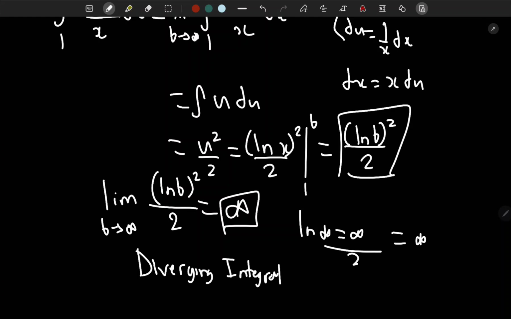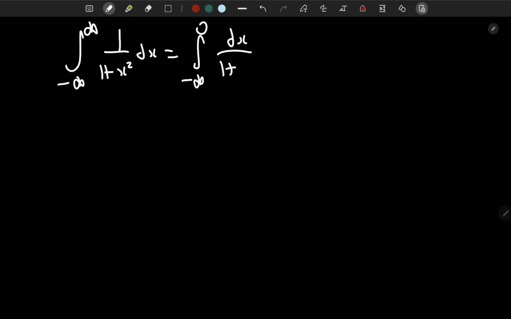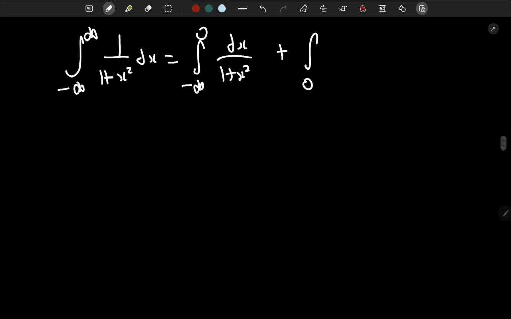Let's move on to a more complex example. So here we have from negative infinity to positive infinity 1 over 1 plus x squared dx. Now you might notice that we have two infinities in our limits. So here we need to choose a middle point. Let's call it 0 because that's the easiest one. So first I'm going to do negative infinity to 0 of the same integral, 1 over 1 plus x squared, plus from 0 to infinity the same thing.